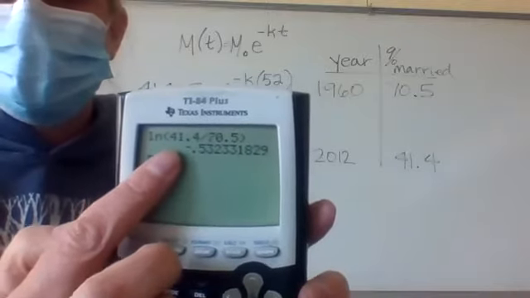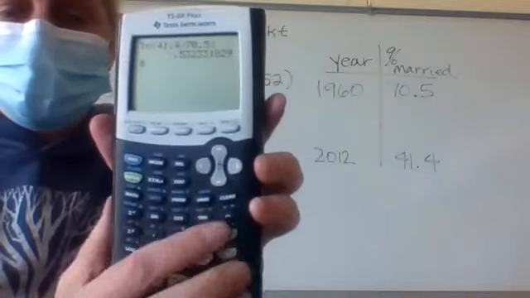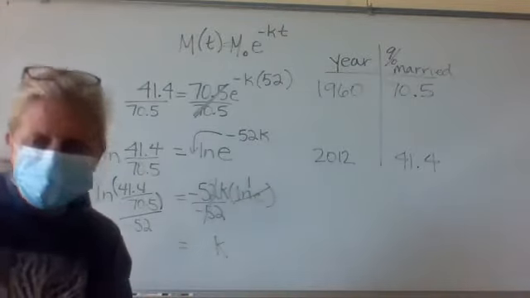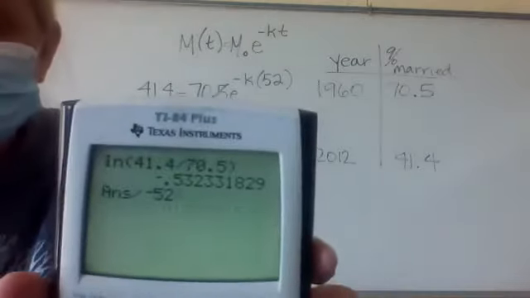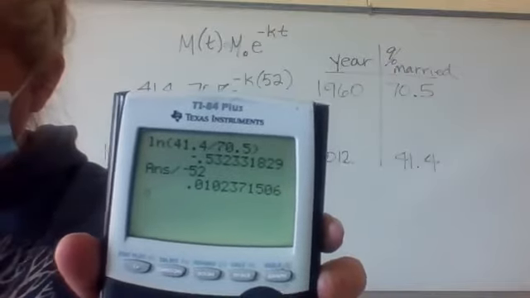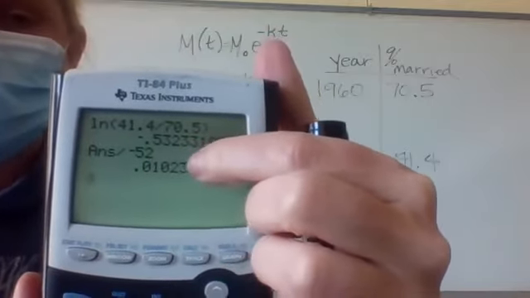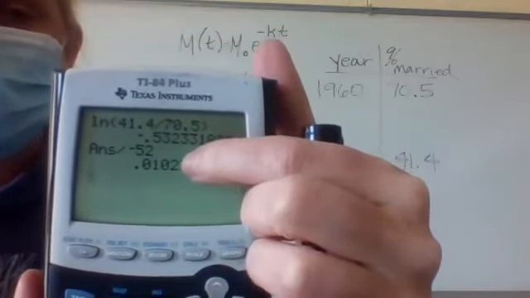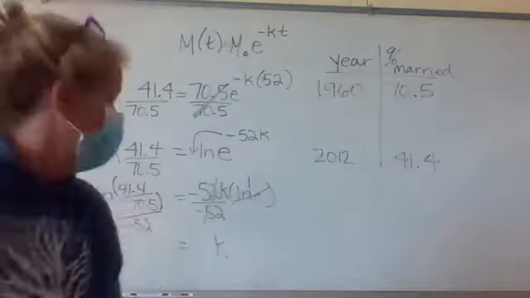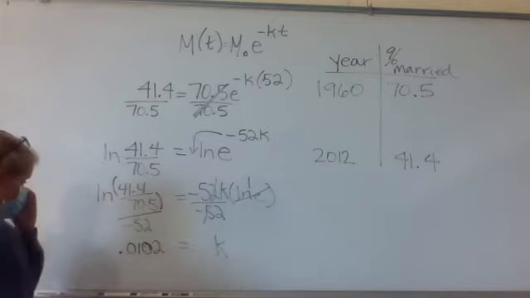Now you should have negative 0.53233. You're going to divide that, so just hit divided by your denominator, which is negative 52. So there's your K. It says simplify your answer, round to 4 decimal places as needed. So 0.01023. If I'm rounding to 4, I'll just stop after that 2. So 0.0102 is going to be your K.